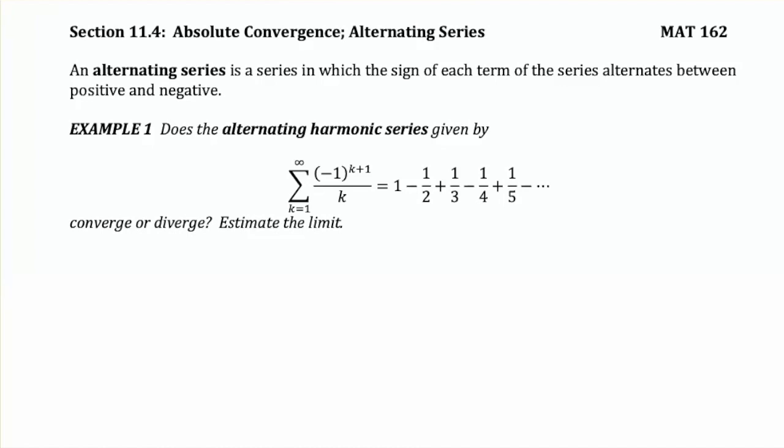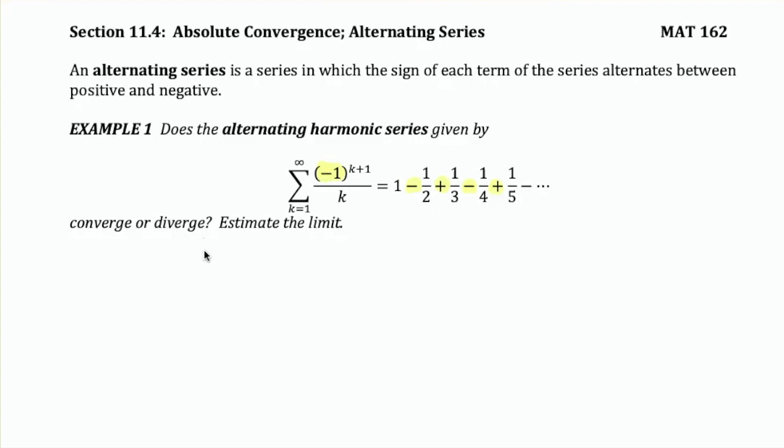What you will frequently see in a series that is going to alternate is some sort of negative base number, because negative numbers, when you raise them to even powers, become positive, but odd powers, they stay negative. So that'll create this series of alternating signs that you see in this particular series. And we're asked to determine, is this going to converge or diverge, and then estimate the limit.